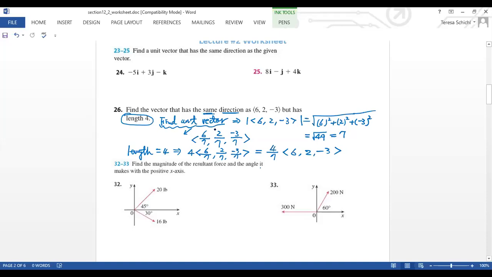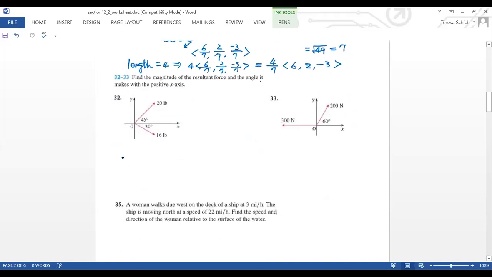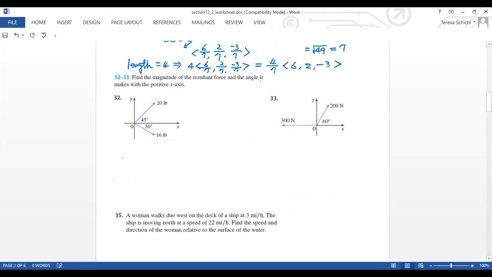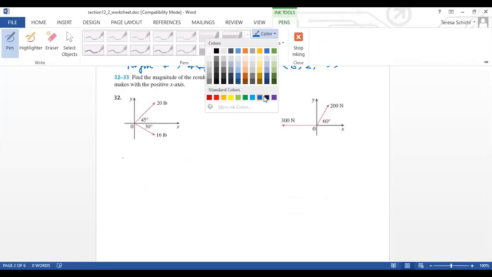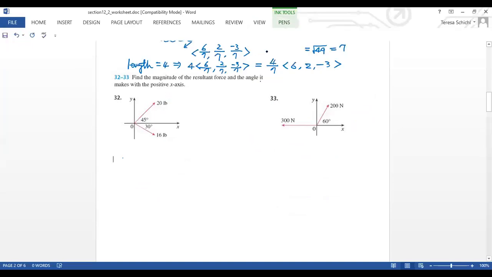Then the next question I'd like to show you how to do is problem 32. I'm giving you a little more space for problem 32 here. Let me open the colors. The same color would be good. In this problem, they say to find the magnitude of the resultant force and the angle it makes with the positive x-axis.